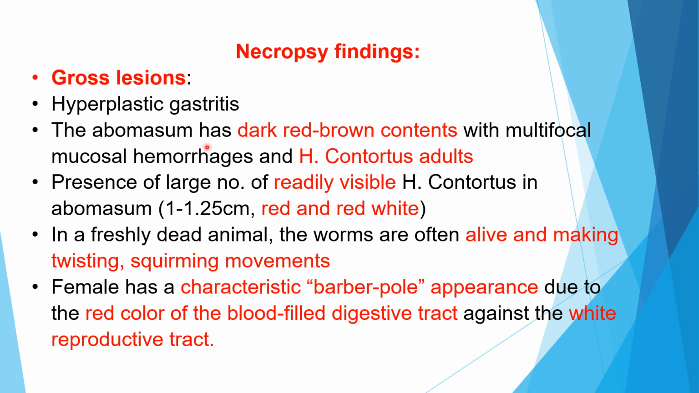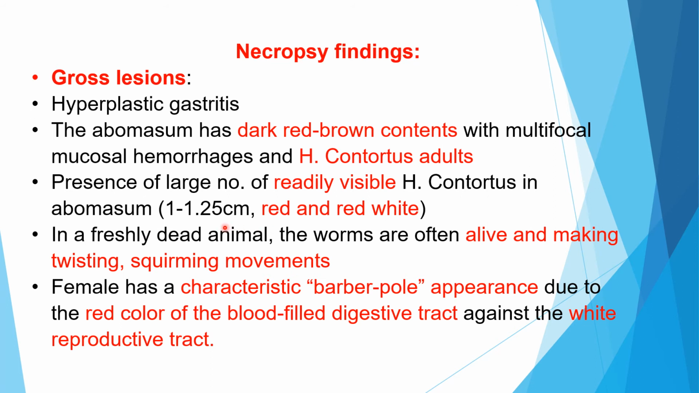The abomasum has a characteristic dark red-brown content with multifocal mucosal hemorrhage. There is hemorrhage because of the parasite. Along with it, the clinician finds Haemonchus contortus adults in the abomasum. Pay more attention to the abomasum only. A large number of readily visible worms, the contortus worm, can be seen by the clinician in the abomasum.